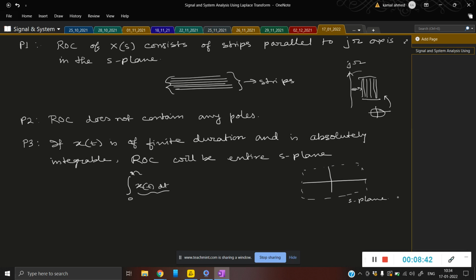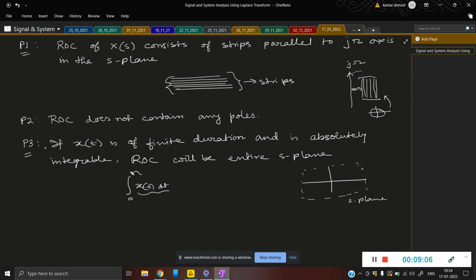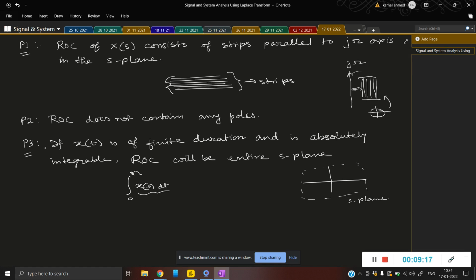But in the case of the Laplace transform, if x(t) is of finite duration and it can be integrated, note this carefully, this is an important difference with the Z transform, the third property difference. That is, if x(t) is of finite duration, that means it is bounded in a finite duration, and it can be integrated, then its ROC will be the entire S plane. That is, no boundary in the ROC. The entire S plane will be the ROC of the given signal. That is the third property.